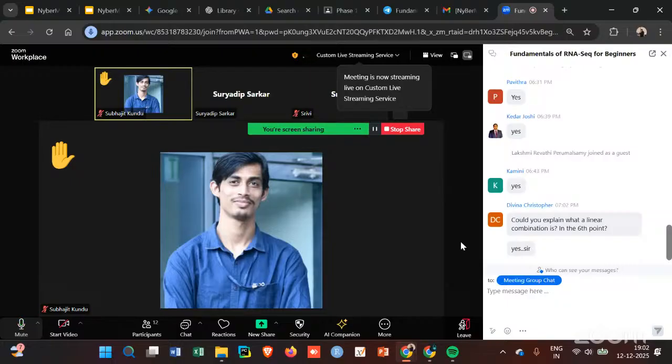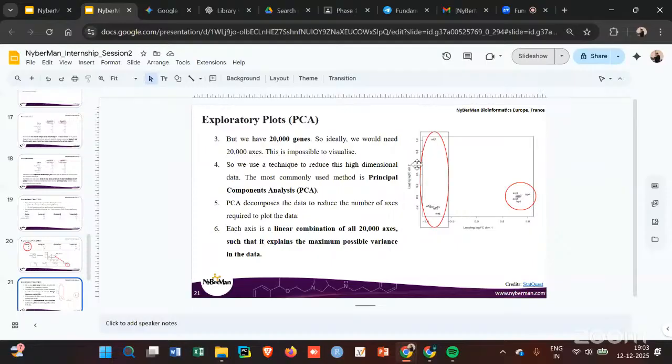Yes, Shubhajit, you have a question. Go ahead. So you said each axis of the PCA is a combination of 20,000 genes. Correct. So when we plot this graph, there are two axes like PCA1 and PCA2. So what about the other one? What about the other one in the sense? If you say one axis is a linear combination of 20,000 genes, then what about the other one, which is on the y-axis?